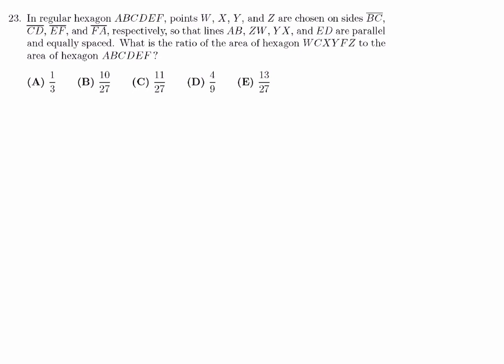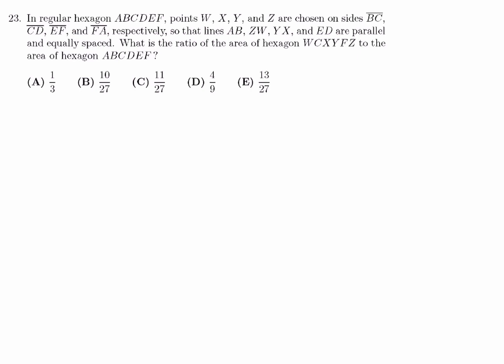In a regular hexagon ABCDEF, points W, X, Y, Z are chosen on sides BC, CD, EF, and FA respectively so that lines AB, ZW, YX, ED are parallel and equally spaced. What is the ratio of the area of the hexagon WCXYFZ to the area of the hexagon ABCDEF?